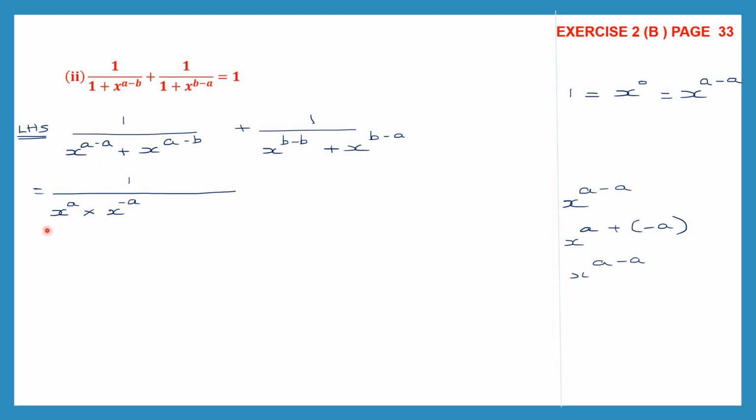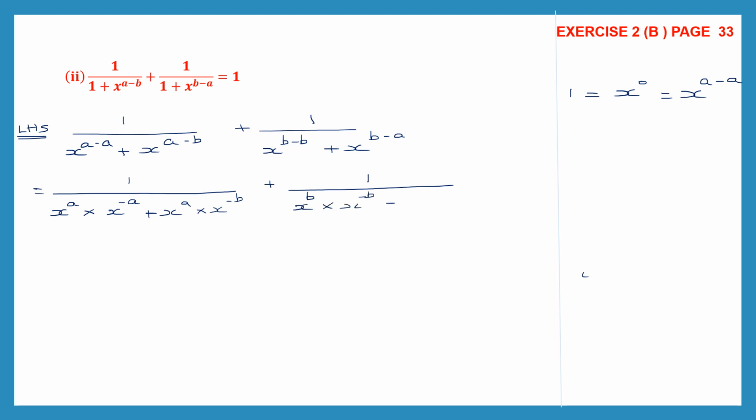So this I have separated as x to the power of a into x to the power of minus a. Similarly here, I can say x to the power of a into x to the power of minus b. So let me write that, plus x to the power of a into x to the power of minus b. I can do the same thing here. So 1 by, I can write x to the power of b into x to the power of minus b plus x to the power of b into x to the power of minus a. Okay, now why did I do this? I'll show you in the next step.